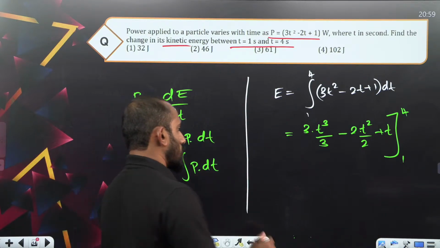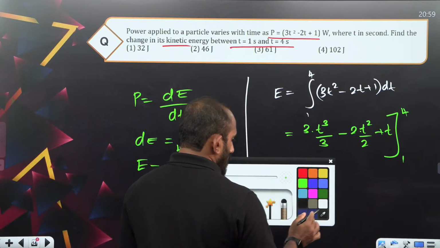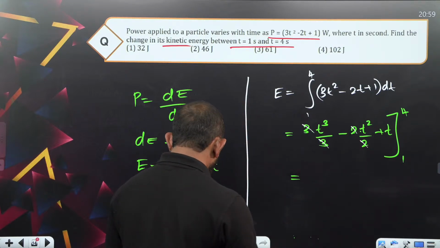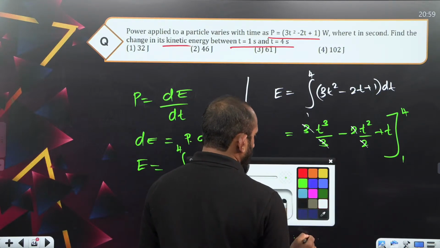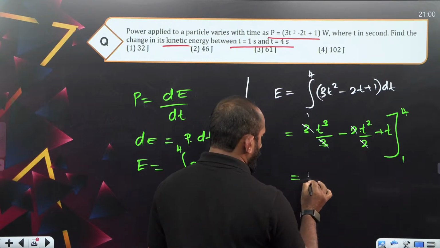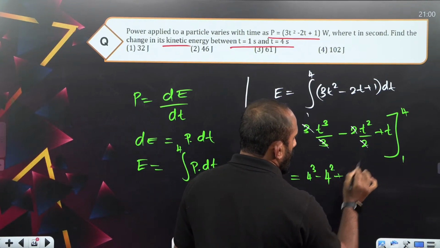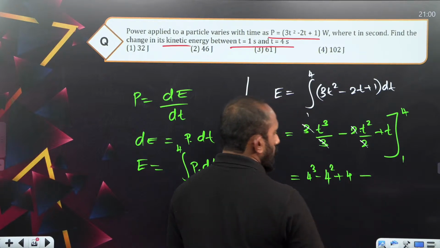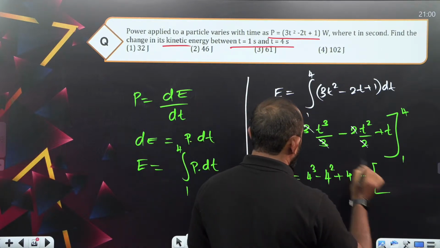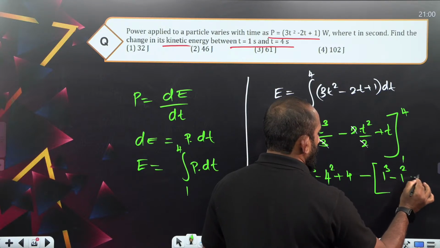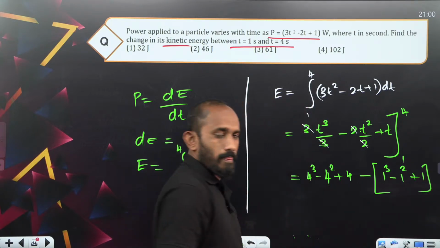So if you substitute the values, we will get here. If you rearrange it, this 3 and 3 cancels, 2 and 2 cancels here. So it will be t cube. In t cube we have to substitute 4 here. So 4 cube minus 4 square plus 4, minus of t cube, that is 1 cube minus 1 square plus 1.